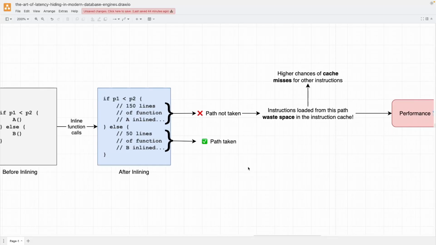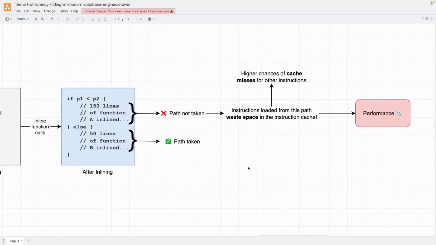And now comes the hard hitting part. What if function A's code was never called? In the sense the path was not taken. All the instructions that you loaded in, all those 150 lines of code or even more, which has been loaded in for function A into your instruction cache, is all wasted. It's all useless. It doesn't run. The CPU doesn't execute it. It has just occupied space in your cache.